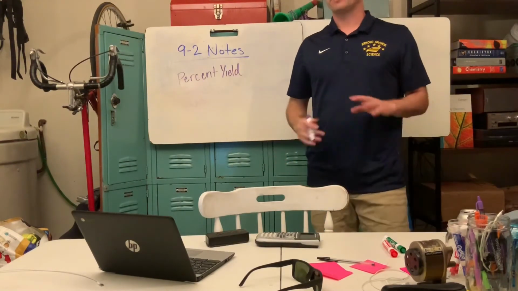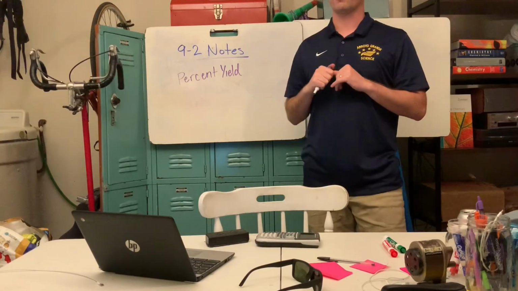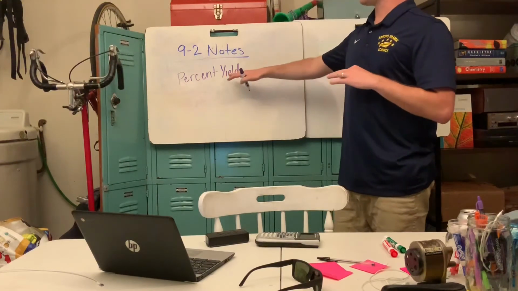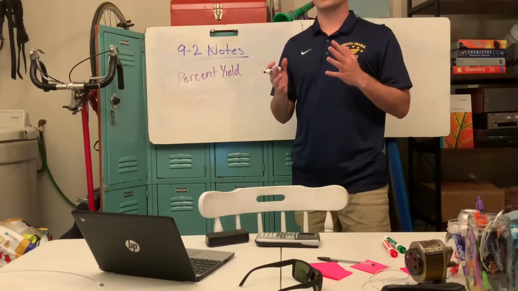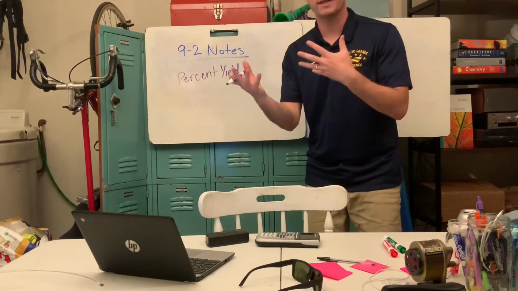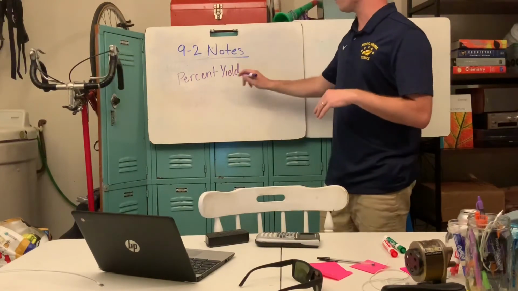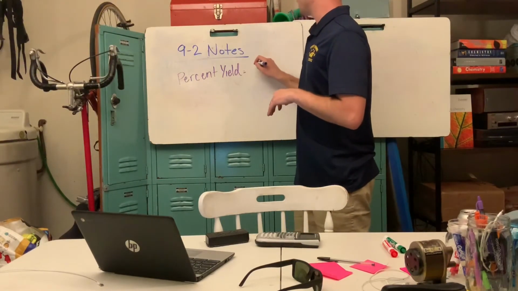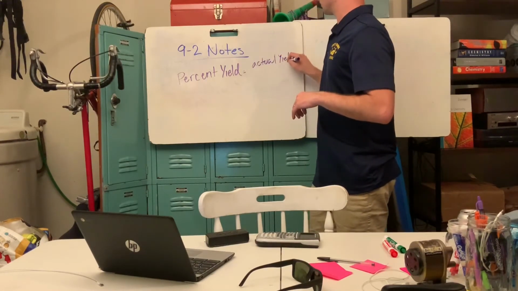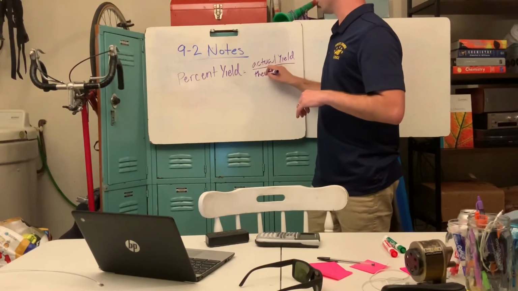Now we're going to look at something that is a little bit different, but has to do exactly with what we're talking about. We're going to talk about percent yield. So percent yield is a measurement that scientists use to determine how much of the product did you make compared to how much you could make in a perfect world. Okay, and so the formula for percent yield is going to be the actual yield divided by the theoretical yield.